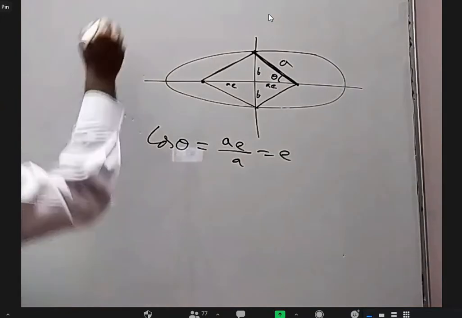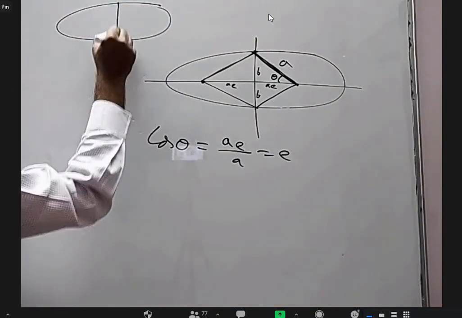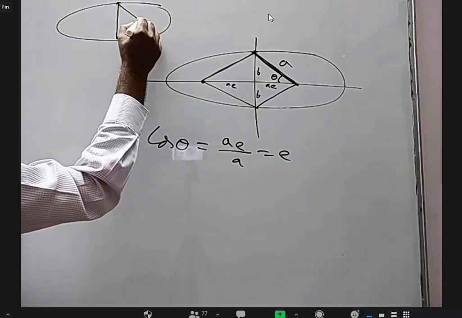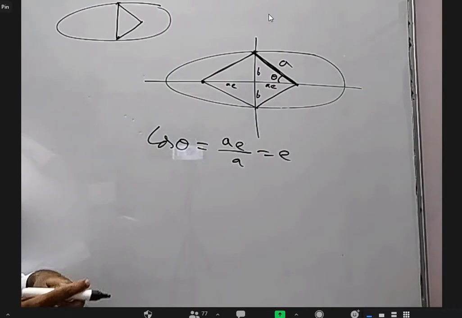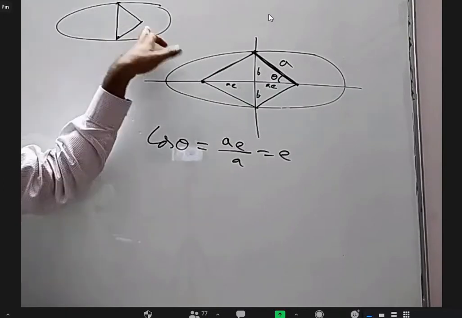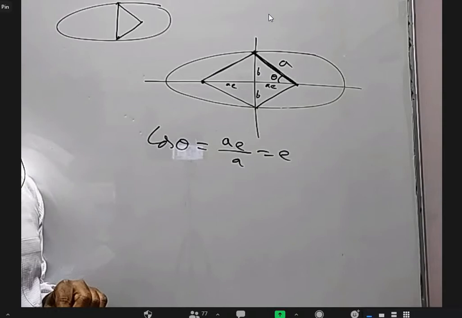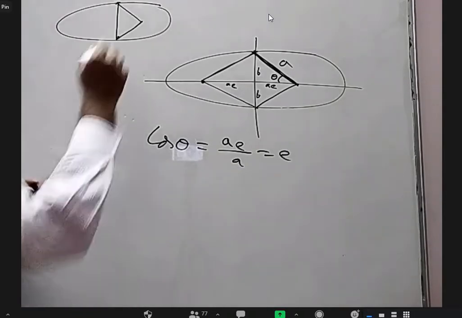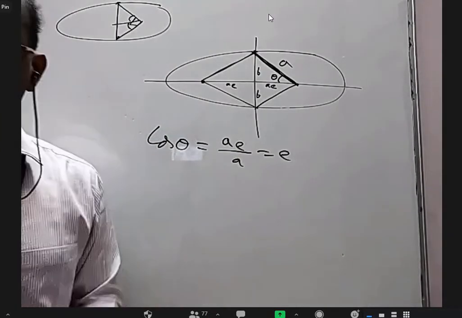So sometimes they will tell you to take the two ends of the minor axis and join them to one focus. It is a right angled isosceles triangle. What is the eccentricity? They will ask like this. The two ends of the minor axis and one focus form a right angled isosceles triangle. What is the answer? 1 by root 2. Because this total is 90, this is 45, this is 45. E is cos 45. Done.